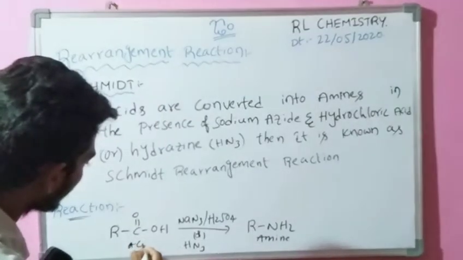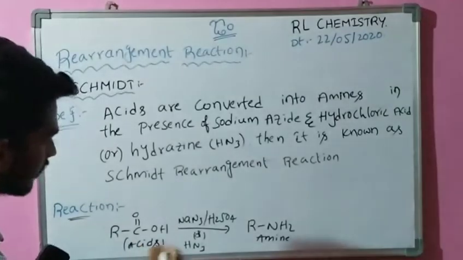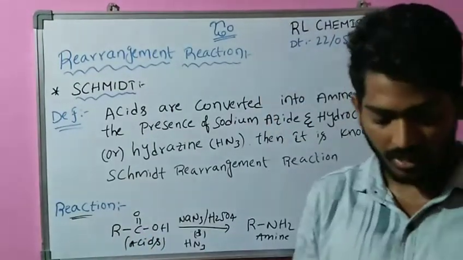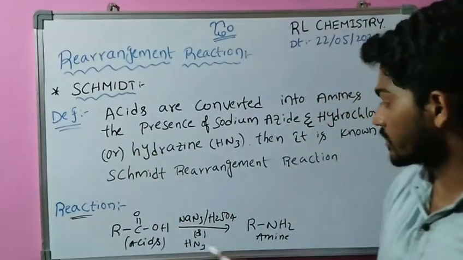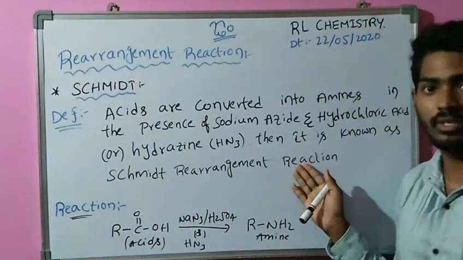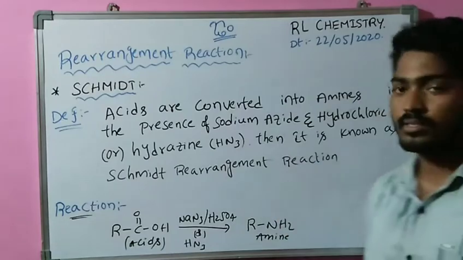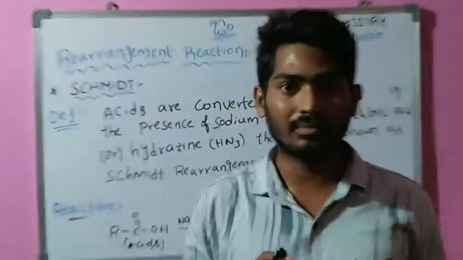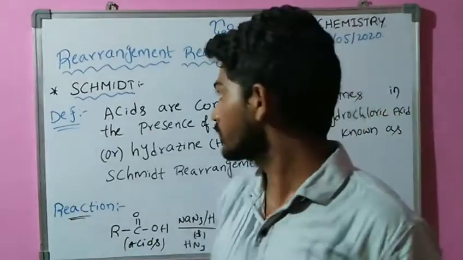Acids are converted into amines. This is the reaction of the Schmidt rearrangement. This is the definition and this is the reaction. Please note down the definition and reaction. Next, I will explain the mechanism of this Schmidt rearrangement reaction. Now, the mechanism.